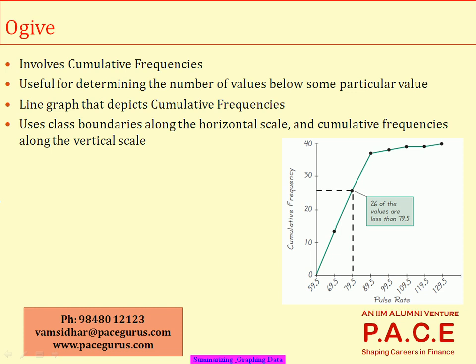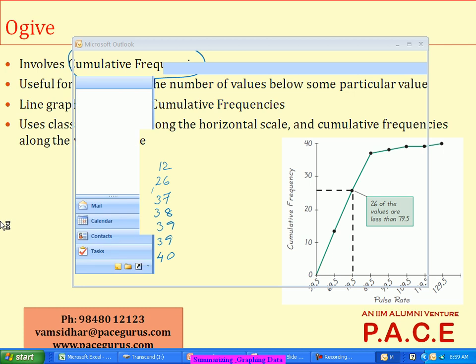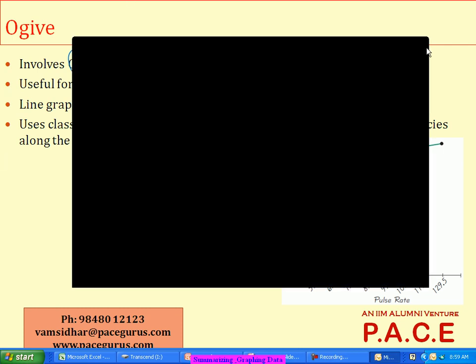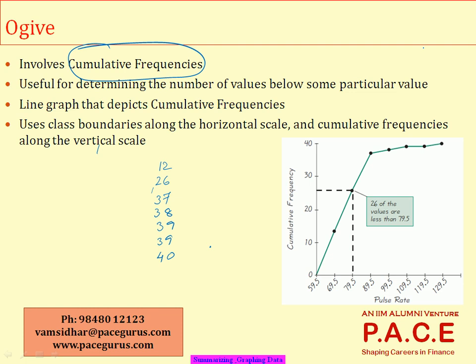Then we also talk about a typical Ogive curve. This Ogive curve, instead of frequencies, takes cumulative frequencies. So basically 12, 26, 37, 38, 39, 39 and 40. Just trying to remember the data which was taken earlier. So these were the cumulative frequencies of each of the classes. So what I take is class boundaries on the horizontal scale and the cumulative frequency on the vertical scale.